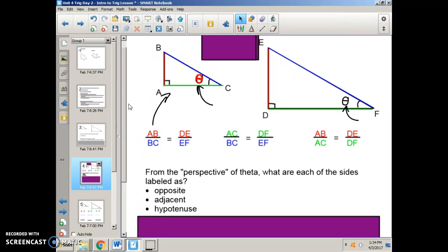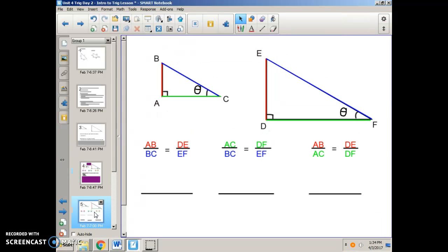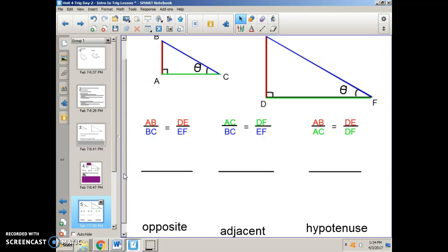Okay, so we're going to jump to the next page and actually fill those in. It's the exact same thing we had before, just without a bunch of the words. And then we've got some fill in blanks down the bottom. All right, so let's dig into that a little bit. We've got theta here. Like I said, this is the important angle. So let's fill in our 3 words.